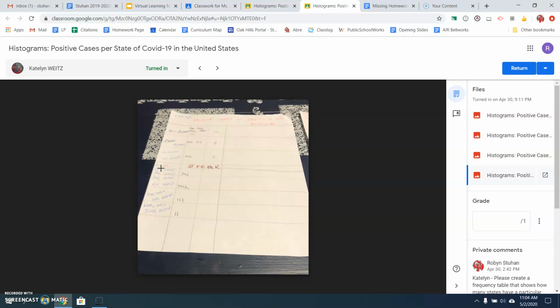But here's where things start to get a little bit messed up. You need to keep your bins at 5,000. So when you are looking up here at your first 3 bins, 0 to 5,000, that is a span of 5,000 cases. Your next bin, 5,000 to 10,000, when you take 10,000 minus 5,000, that gives you 5,000. So that bin is 5,000. Your next row is 10 to 15,000. So that bin is a width of 5,000.